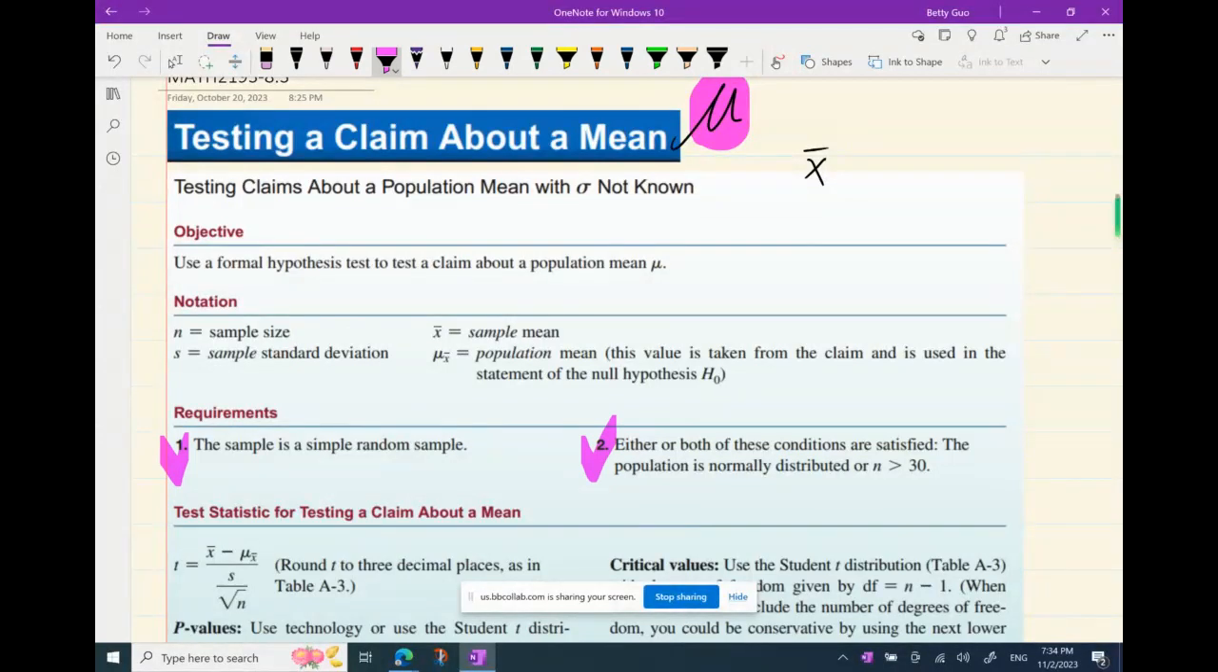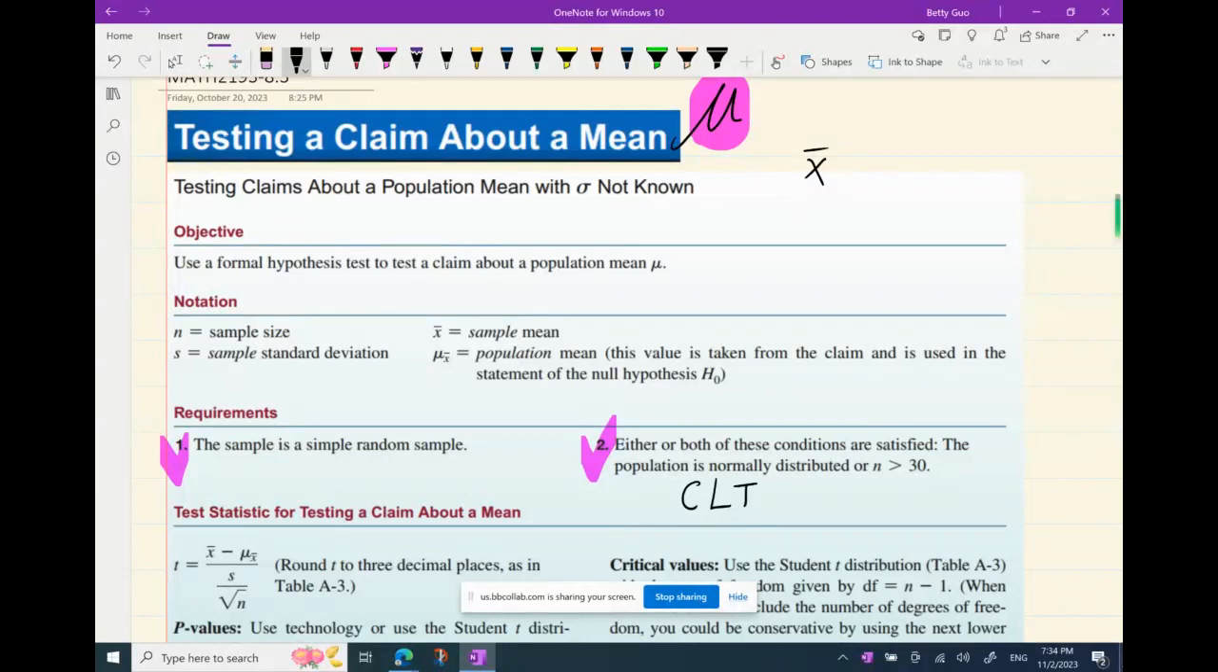Number one requires the sample has to be a simple random sample, the ideal representative sample. The second condition says either the population is normal or the sample you get has a size bigger than 30, or both of them are met. So you might remember this condition, the second condition, is a condition for the famous central limit theorem.